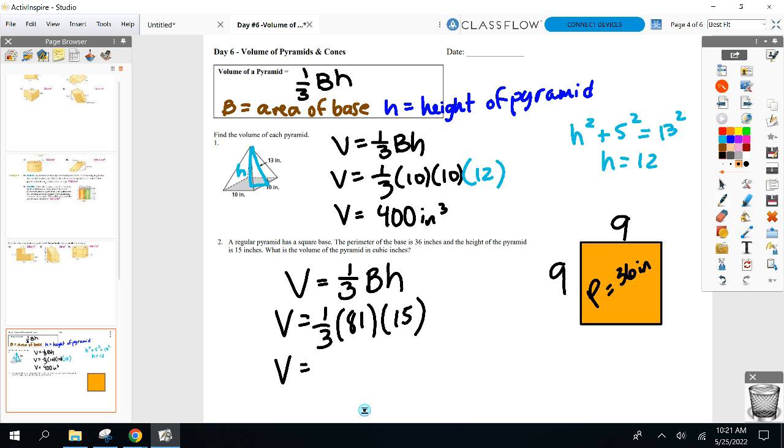Oh, anybody got this one? 400, 405. All righty, looks good.